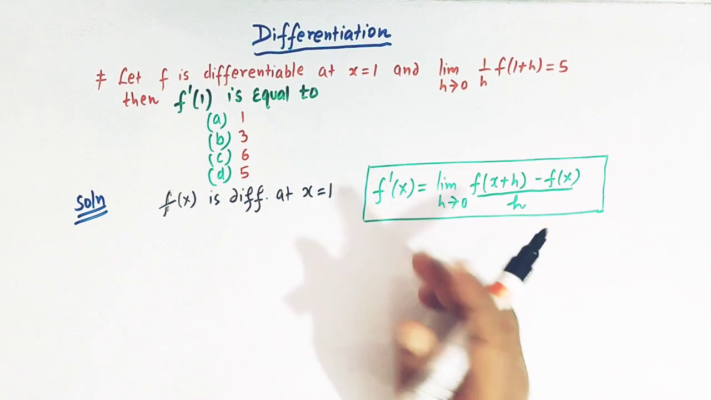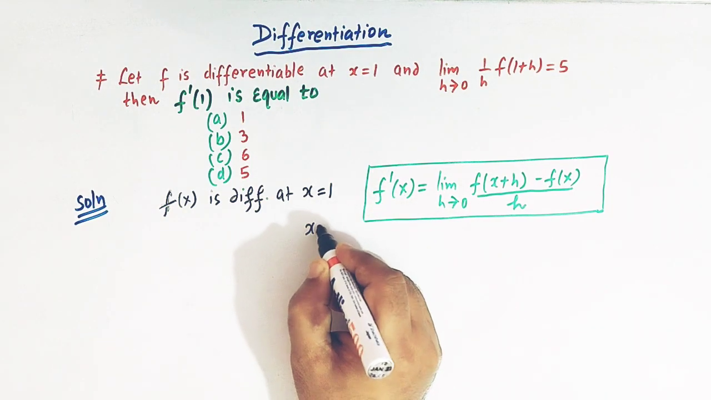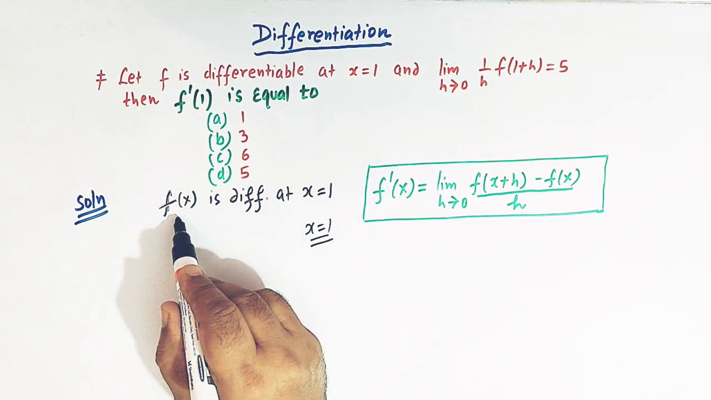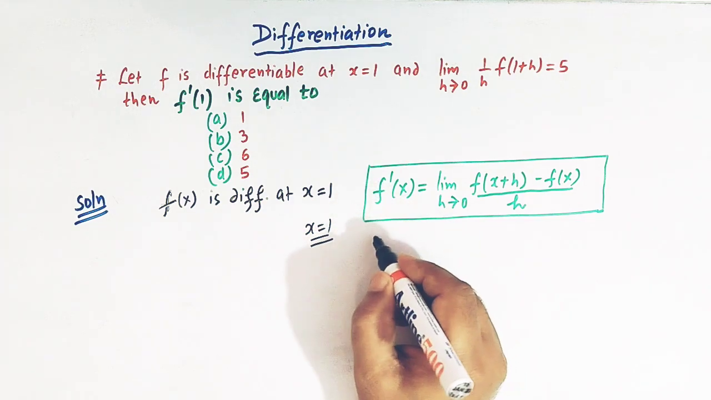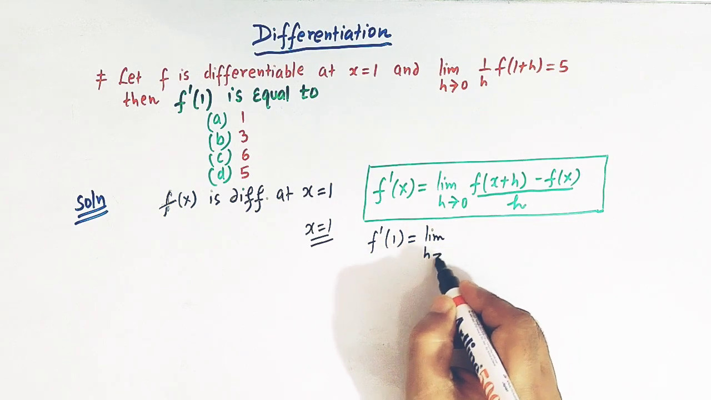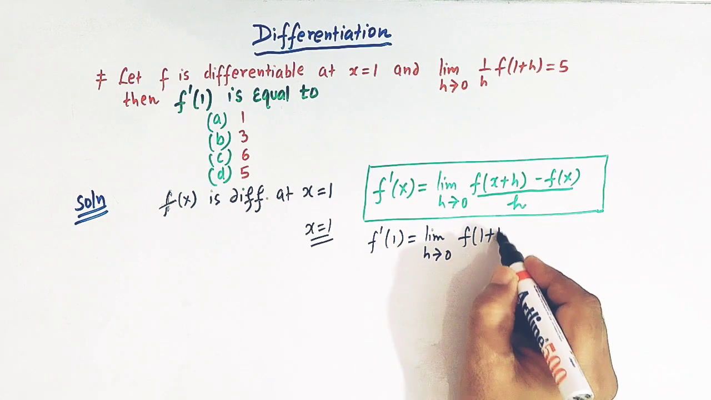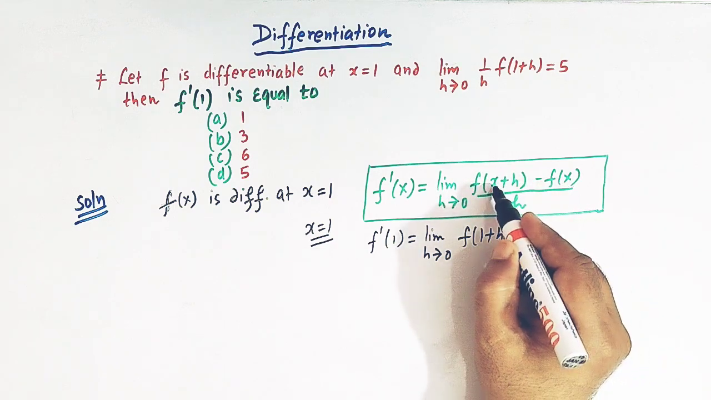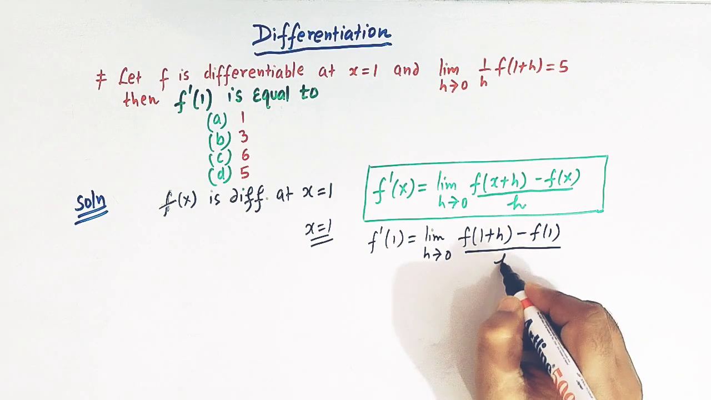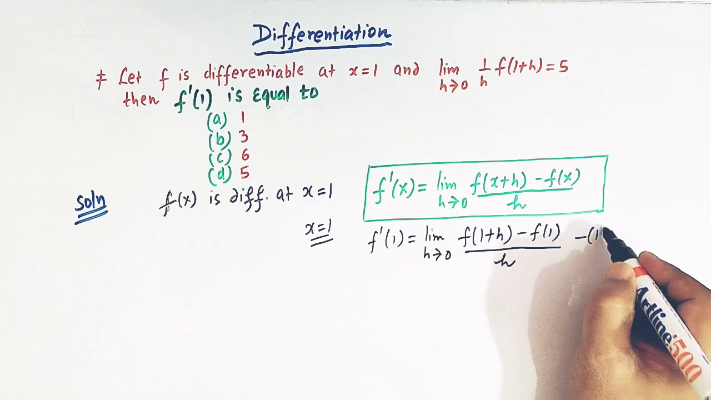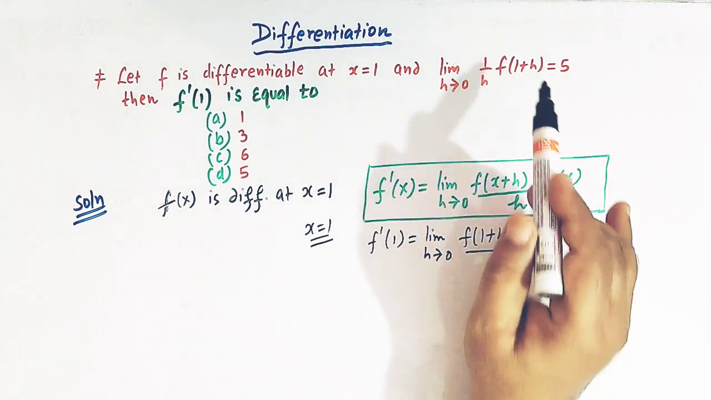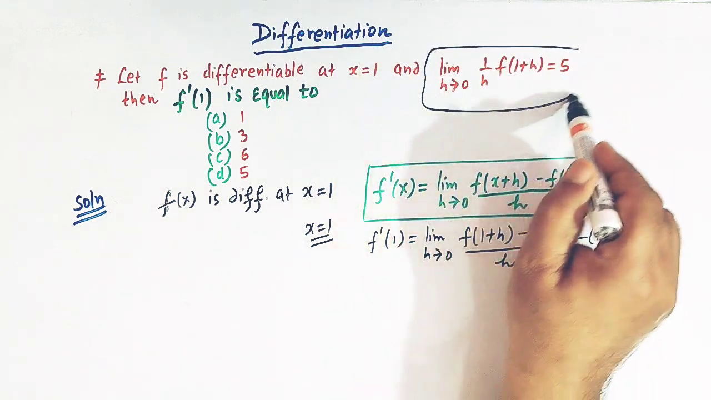Now using this definition, let us take x is equal to 1. The derivative of this function f of x at x is equal to 1 is f prime of 1, and this is equal to the limit h tends to 0 of f of 1 plus h minus f of 1, divided by h. So now we have formed this equation.